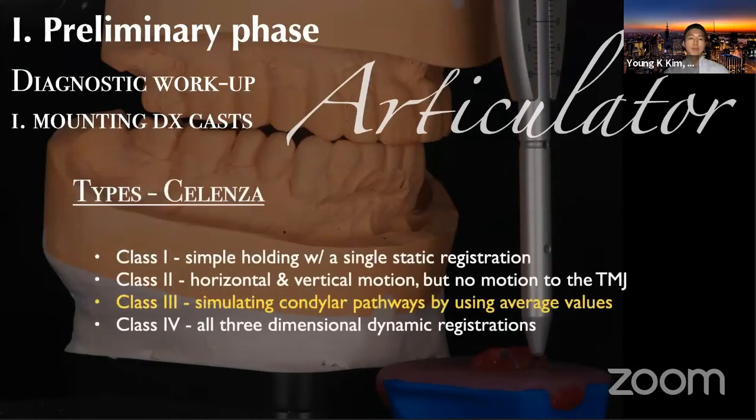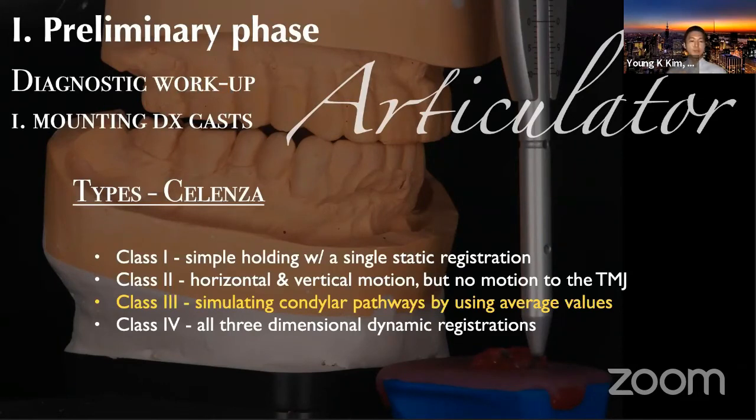The Solnza articulator classification is the most common classification we go for, and a lot of times we use the semi-adjustable articulator in the class type B, where we can take both lateral and protrusive records, and this is sort of simulating the condylar path by using average values.